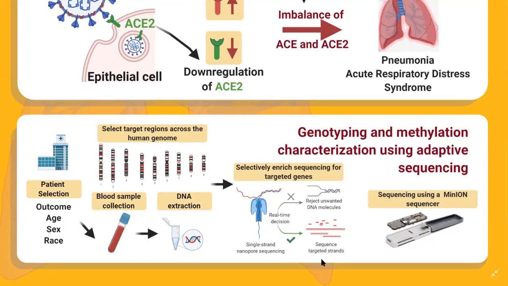The sequencer can make real-time decisions on whether to continue sequencing or reject the molecule based on provided genomic coordinates and real-time data streaming. Therefore, we can selectively enrich for and sequence gene targets of interest, in this case, the ACE gene, from the 20,000-some genes in the human genome. That is what I have for now.